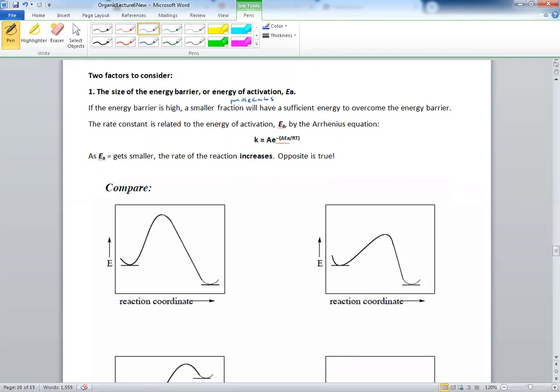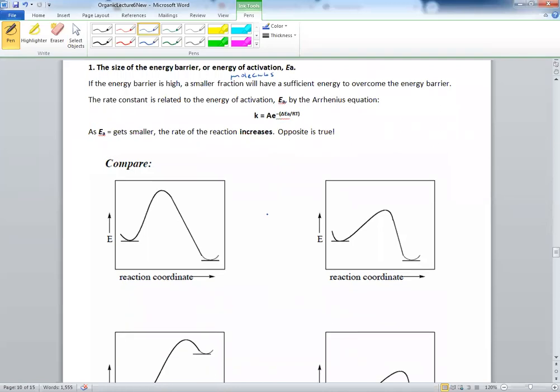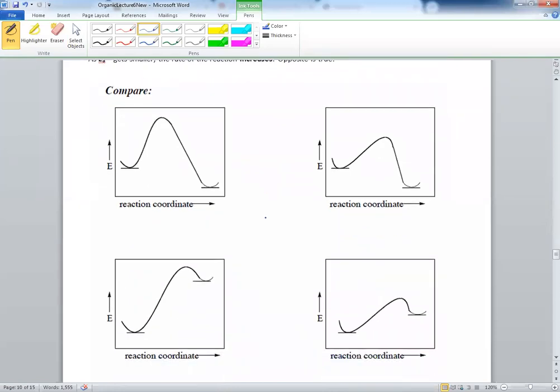A good visual is if you decrease the activation energy, the reaction is going to go faster. If you increase EA, the reaction is going to go slower. So let's look at the possible scenarios where you incorporate both the activation energy and delta H, the energy of the reactants versus the products. So if you look at this example right here, where is EA and where is delta H?